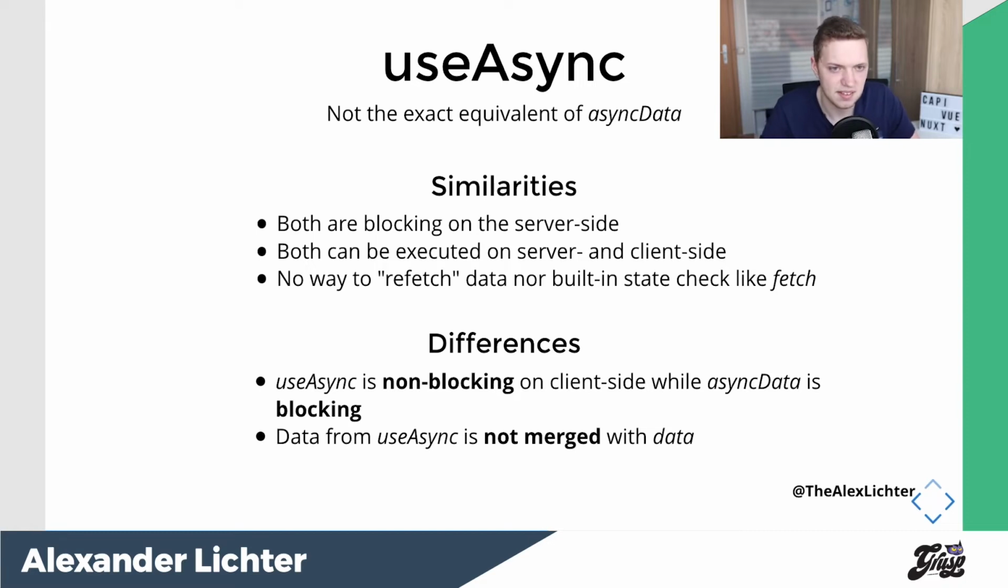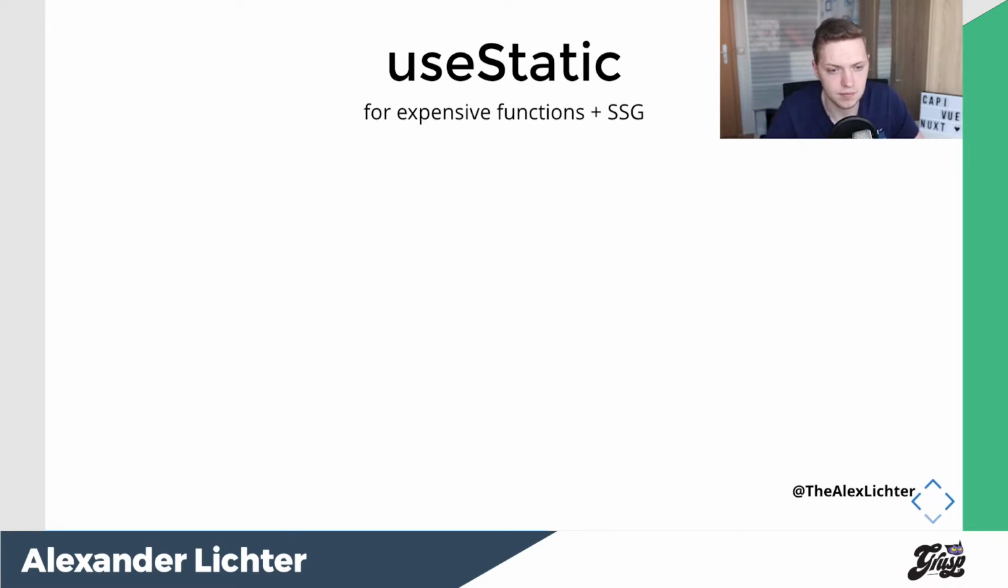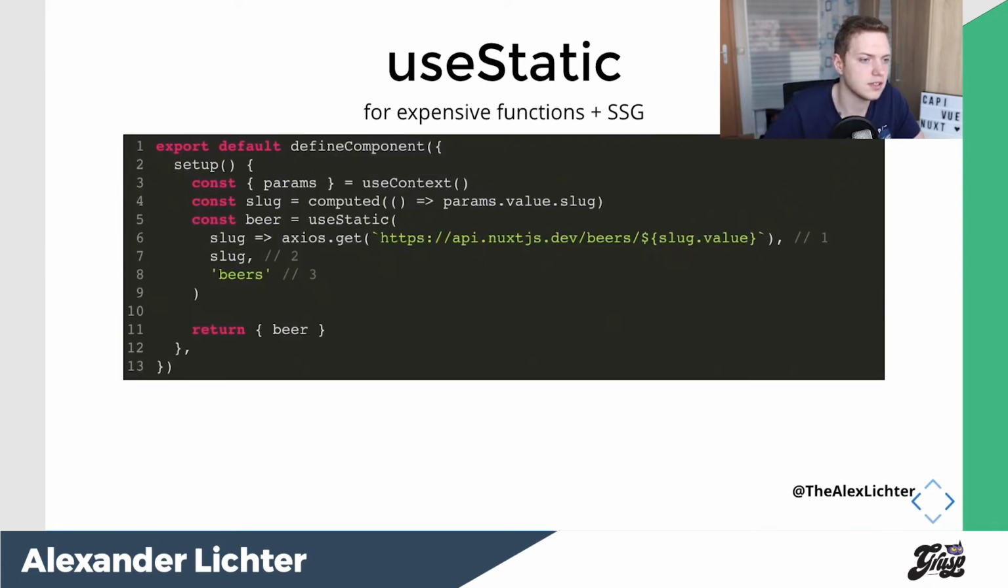Okay, and then we have useStatic. useStatic is some cool idea for expensive functions and static site generation. The idea is to run these functions only during the build time. Okay, so what do we have here? We get our params from useContext. Again, please use useRoute here, not useContext.